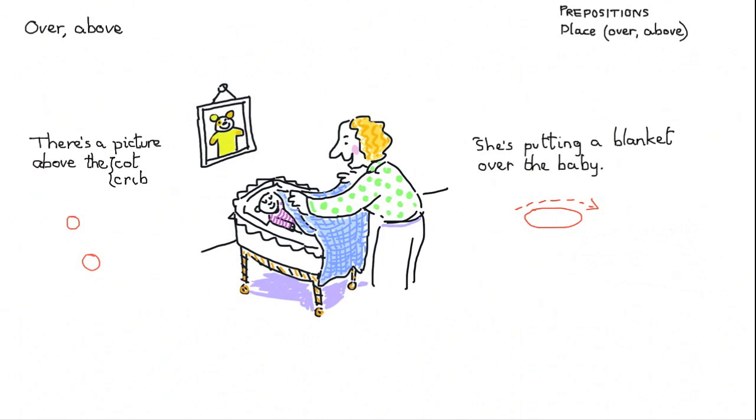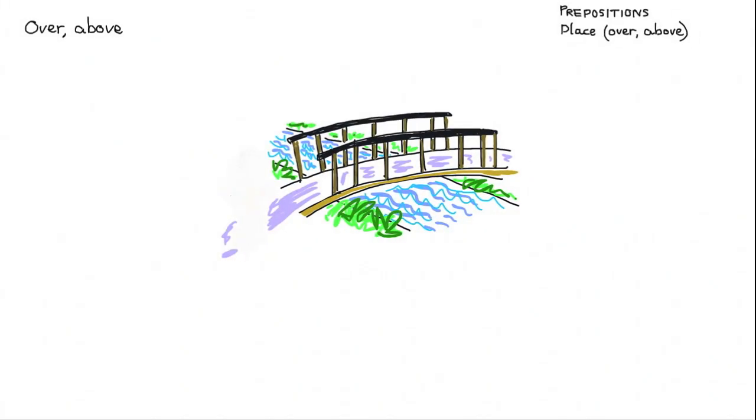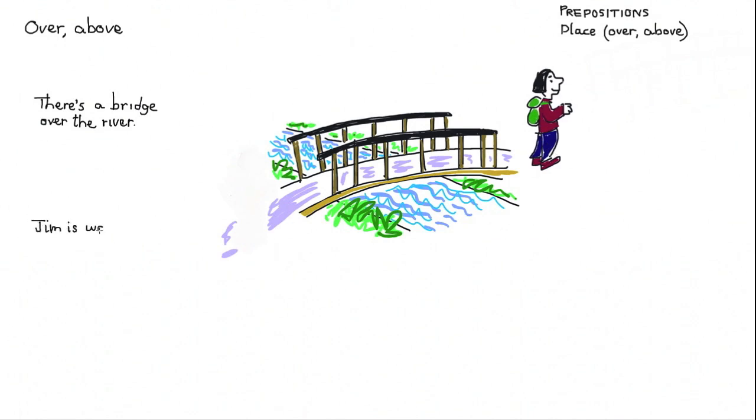Now let's move on to a new scene. And here we have a bridge going over the river. So I'll just write on the left there, there's a bridge over the river. Or if you like, the bridge is going over the river. And here's a young man, this is Jim, and you can probably guess Jim is going to go over the bridge. He's walking over the bridge. So I'll write on the left here, Jim is walking over the bridge.